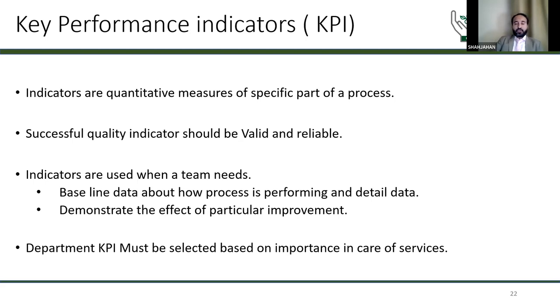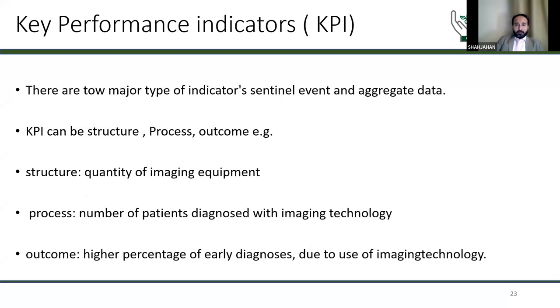For example, we can use it for warfarin also, where we are checking the INR result of warfarin or not. So that's why we are using these key performance indicators in the hospital as per our needs. There are two major types of indicators, sentinel event and aggregate data.